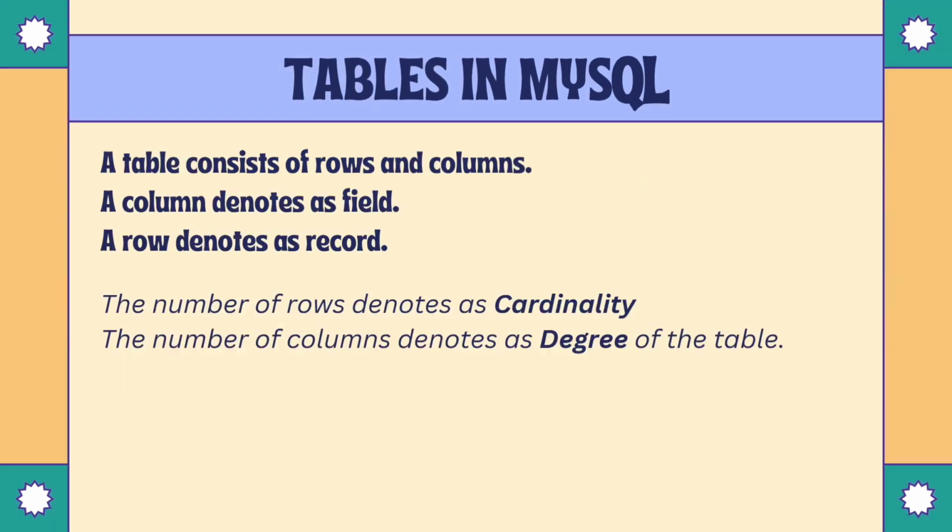Now let's come to tables. Tables are the building blocks of a database. A table consists of rows and columns, and we store information inside the table only. In a table, columns are denoted as fields and rows are denoted as records. Also you have to remember the number of rows is known as cardinality, and the number of columns is denoted as the degree of the table.